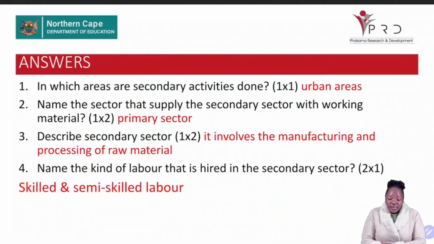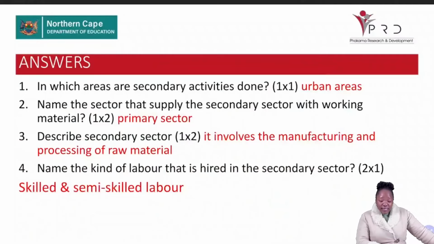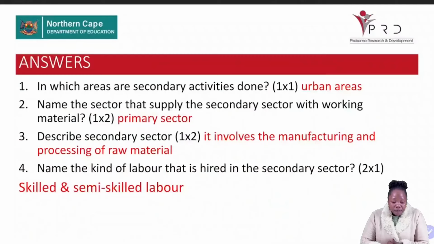Right, I hope everyone is done. Looking at our first question, in which area do secondary activities take place? They are happening in urban areas. Then secondly, the sector that supplies the secondary sector with the working material, we're looking at the primary sector. Remember the primary sector is the one that deals with the raw material. Then they supply it to the secondary sector for the secondary sector to manufacture it and to process it.